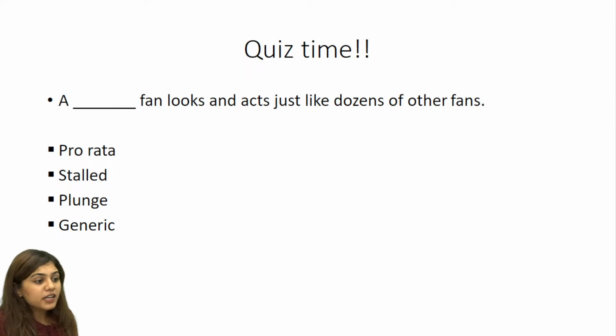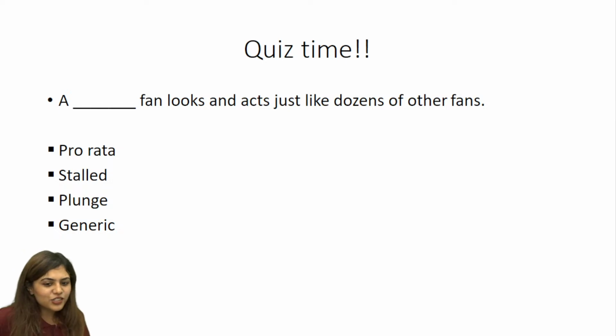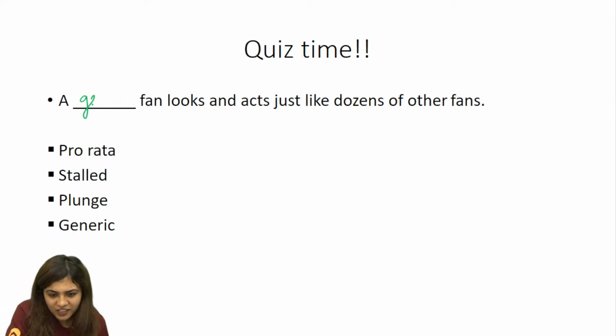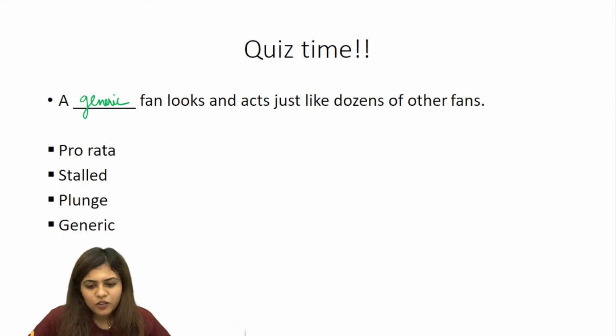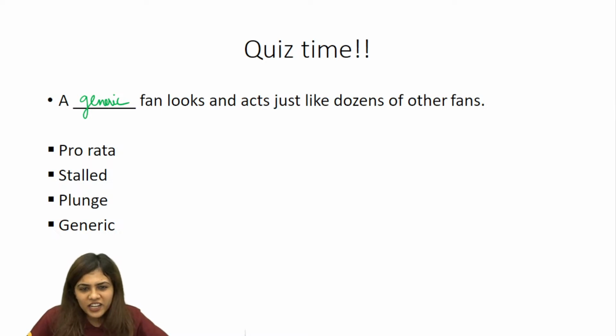Pro rata means in proportion. Stalling somebody means to stop them, to limit them. Plunge का मतलब होता है taking a jump or dive, and generic means not specific or general. So the answer should be generic. A generic fan looks and acts just like other fans. कोई उसमें specific fan तो है नहीं वो, क्योंकि वो तो सभी की तरह behave कर रहा है. So the answer should be generic. Exactly.